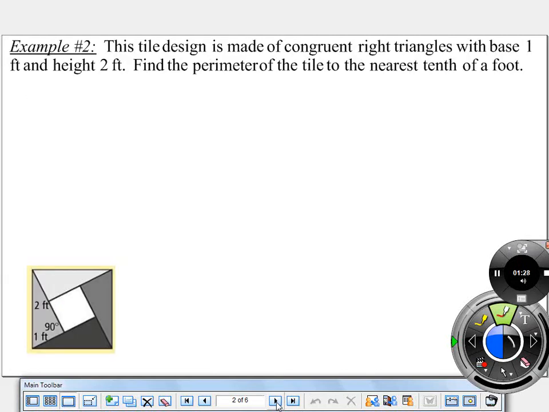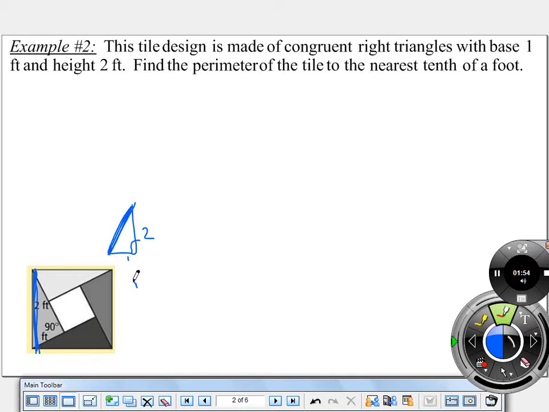All right, for this problem, it says here's a tile made of congruent right triangles with a base of 1 and a height of 2. Find the perimeter of the tile to the nearest tenth of a foot. So these triangles are right. So basically each triangle is looking like this. Base of 1 and a height of 2. Okay. So notice that to find the perimeter, I need this, which is basically the hypotenuse of the triangle.